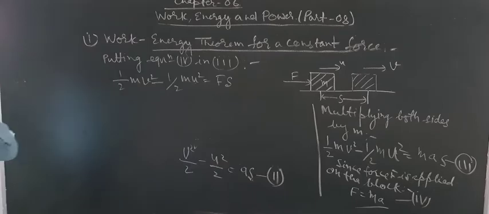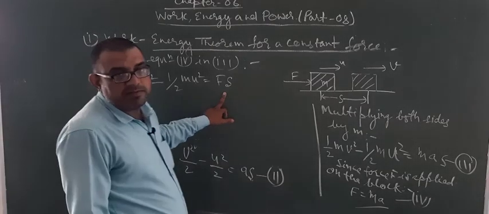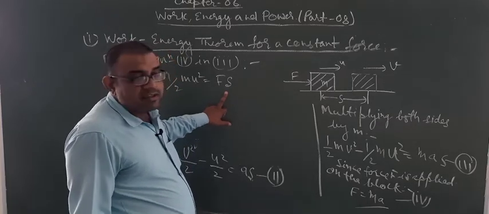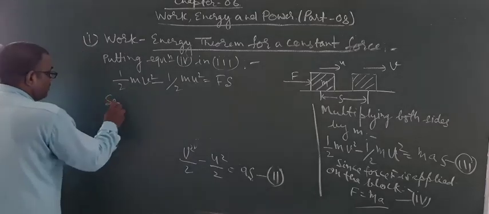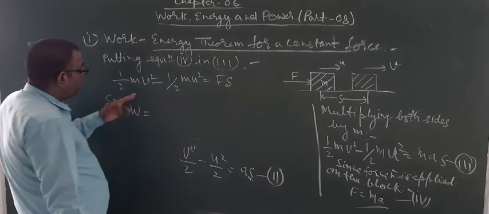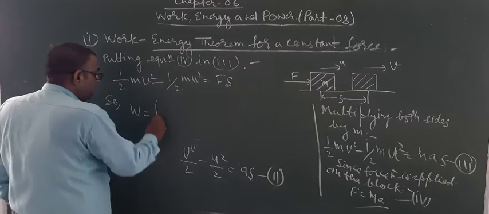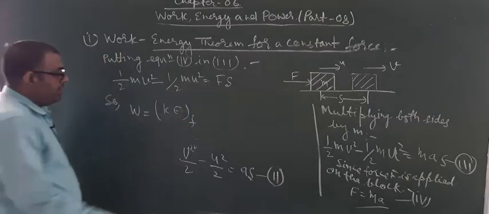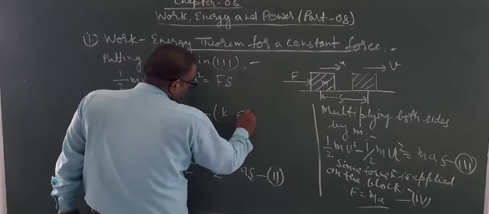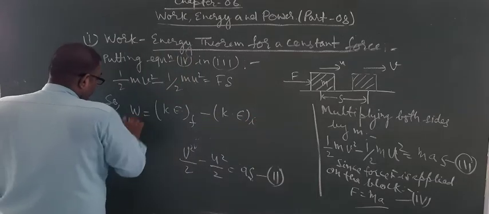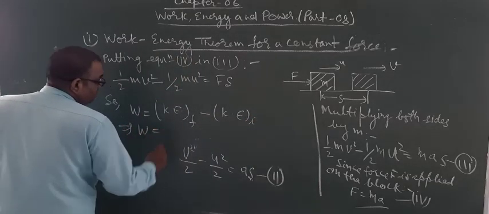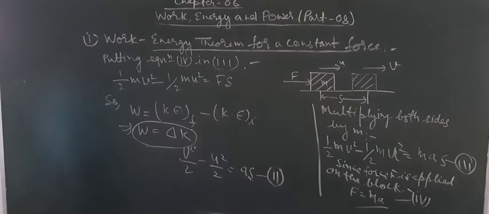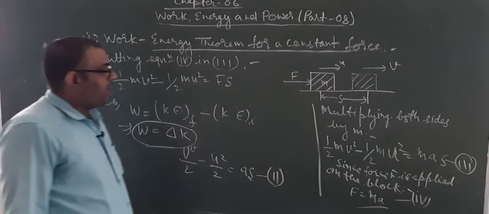And you know that force into displacement is what? S is the distance covered or displacement, and force is acting in the same direction. So it can be considered as the work done. So we can write W is equal to half mv square, which is the kinetic energy final, minus half mu square, the kinetic energy initial. So work done by the constant force is equal to change in kinetic energy.